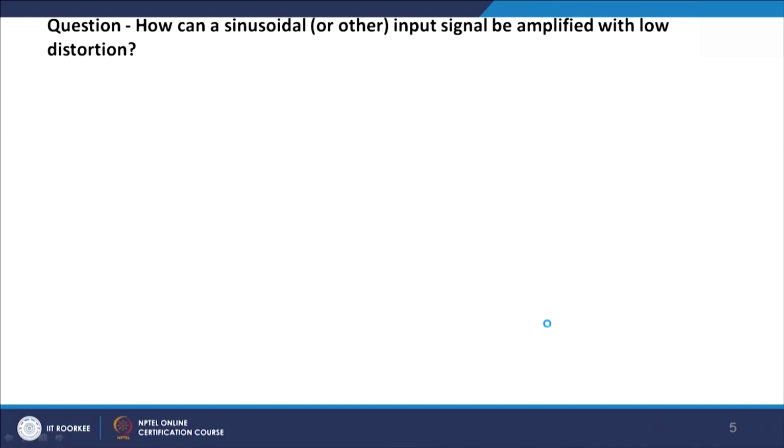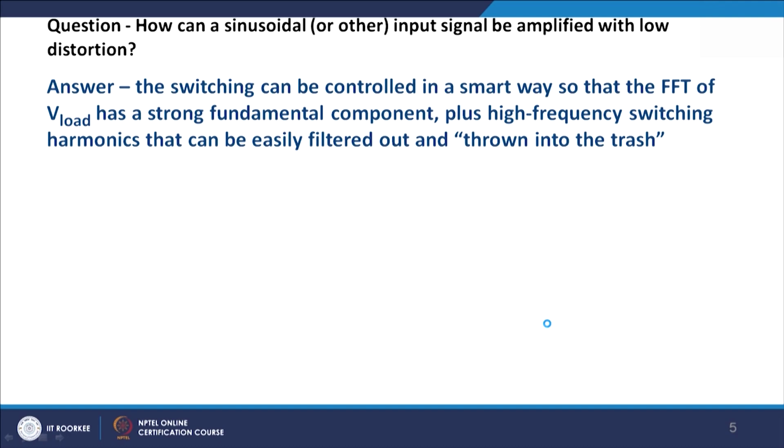The question is how a sinusoidal or other signal, which can be trapezoidal or any other signal, can be generated. In the case of a shunt active power filter, the reference is a little picky, with different kinds of combinations of harmonics, but whatever the input signal may be, it can be reproduced with low distortion. This is a challenge, and the answer is that the switching can be controlled in a smart way, so that the FFT of the VLOAD has a strong fundamental component plus high frequency switching harmonics that can be easily filtered out by the system or by a small low pass filter.